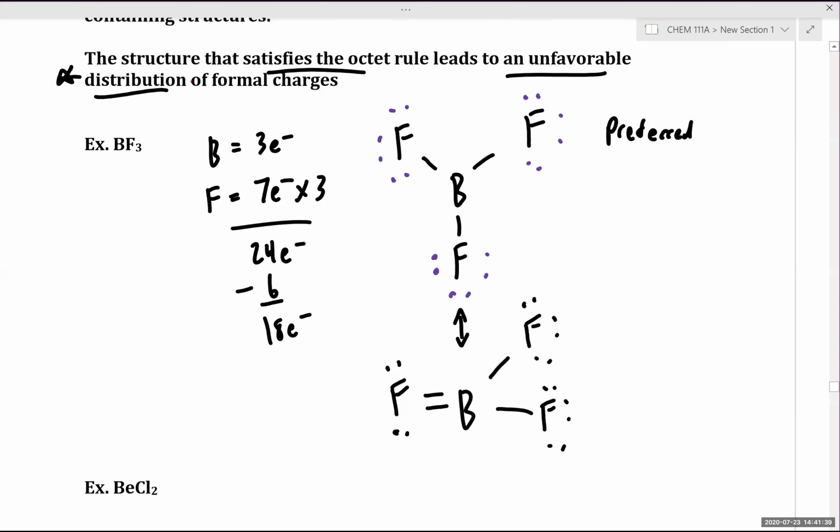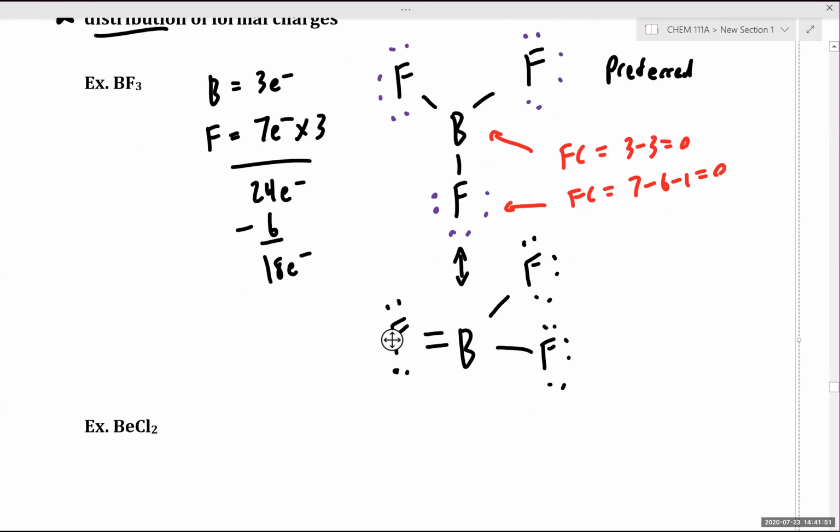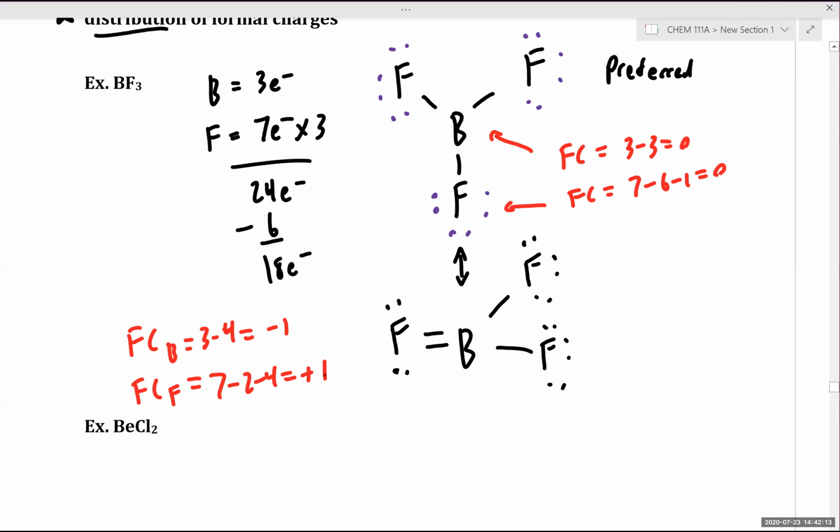Let's calculate it. So in the top case, our formal charge on boron is 3 minus 3, which is 0, and the formal charge of fluorine is 7 minus 6 minus 1, which is 0. In our second structure, the formal charge of boron is equal to 3 minus 4, which is negative 1. That's already setting off some red flags. Metals don't typically have negative formal charges. The formal charge of fluorine as well is 7 minus 2 minus 4, which is plus 1.